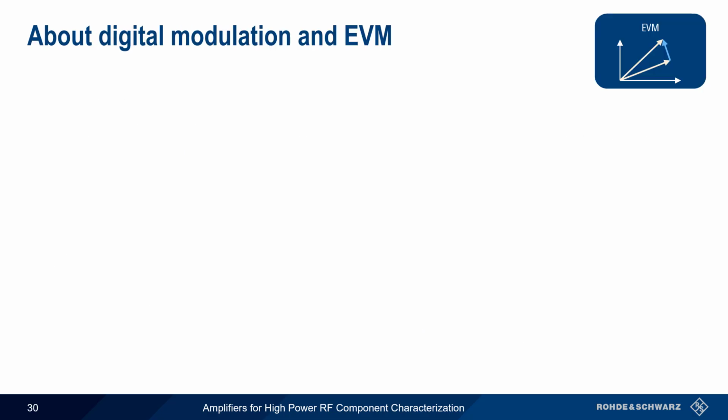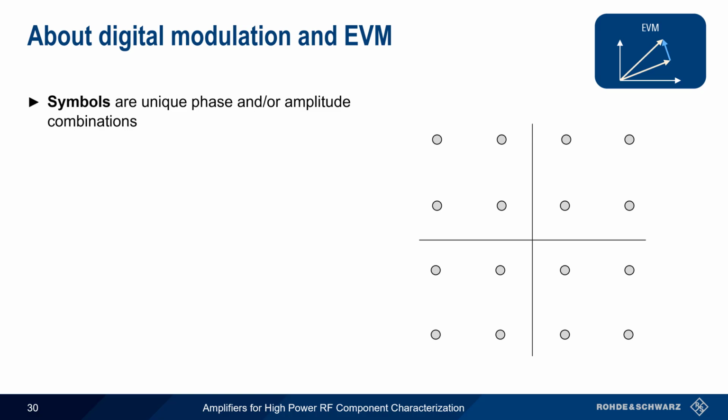The last performance measurement we'll look at is error vector magnitude, or EVM. Many digital schemes are based on symbols, which are unique combinations of amplitude and/or phase values. Each symbol represents certain bit patterns. In the example on the right, we see a constellation of 16 symbols, represented as vector endpoints, and each of these endpoints corresponds to a unique pattern of 4 bits. By alternating the amplitude and phase of our carrier, we can alter which set of bits we're transmitting.